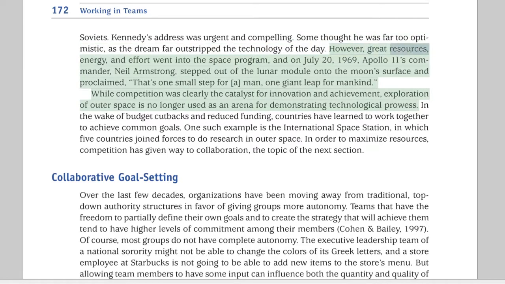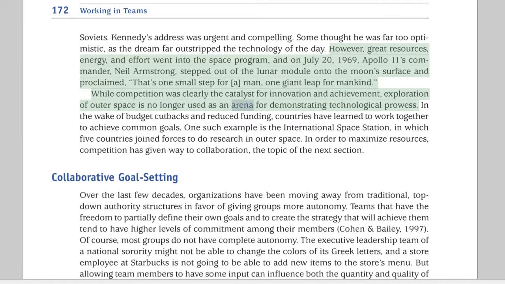However, great resources, energy, and effort went into the space program, and on July 20, 1969, Apollo 11's commander, Neil Armstrong, stepped out of the lunar module onto the moon's surface, and proclaimed, "That's one small step for man, one giant leap for mankind."